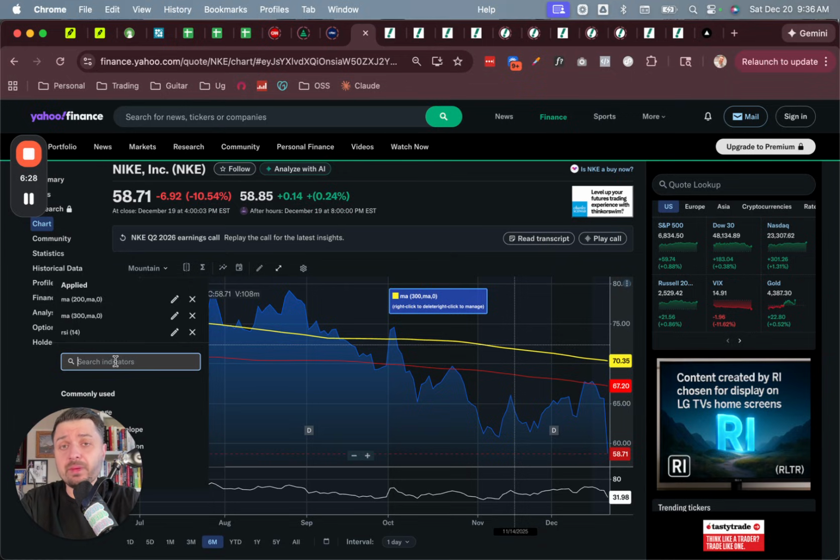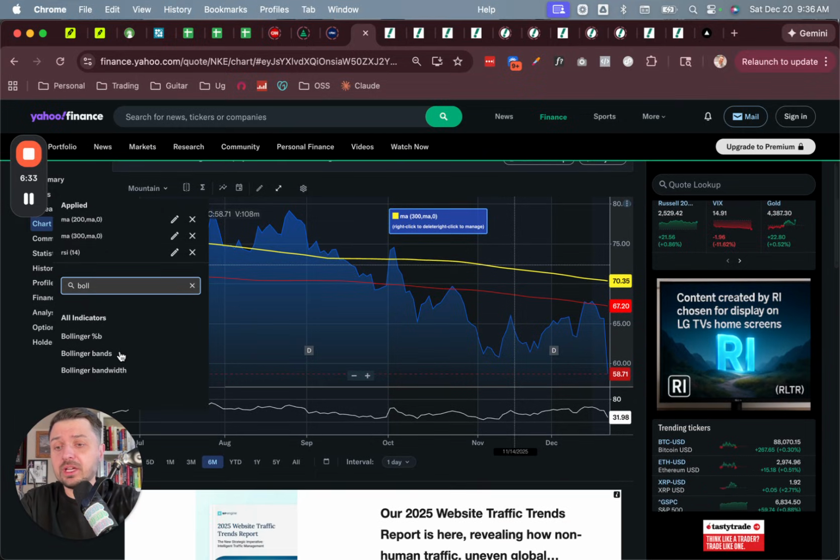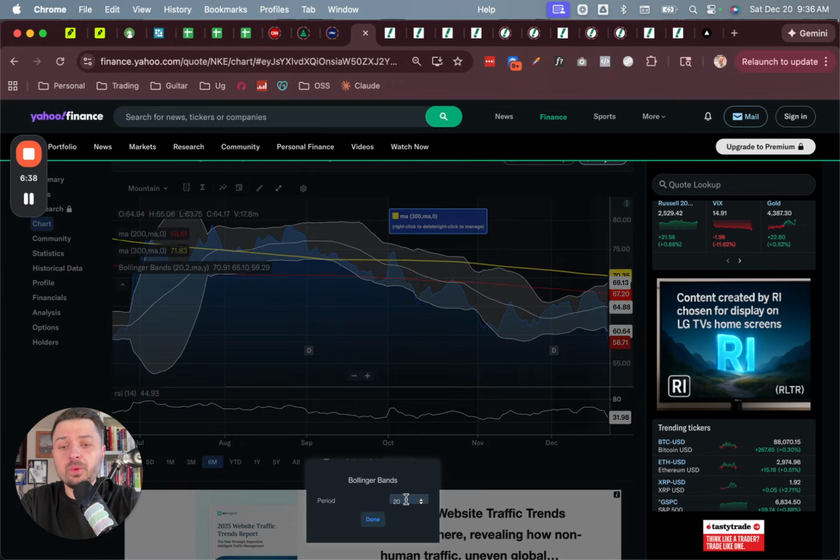That's like a lot of my indicators. That's what I focus on. So I'm going to look for my Bollinger Bands, okay? I'm going to type in, I actually think I have it right over here. Perfect. Bollinger Bands. And what we want to do is set this period here for 30, okay?